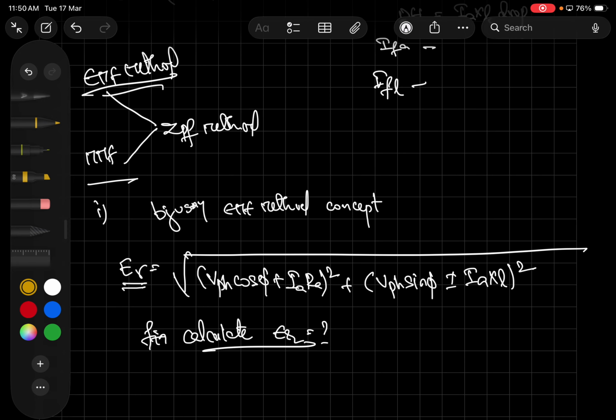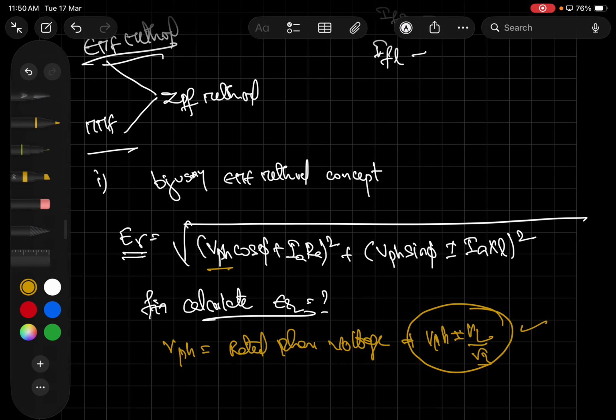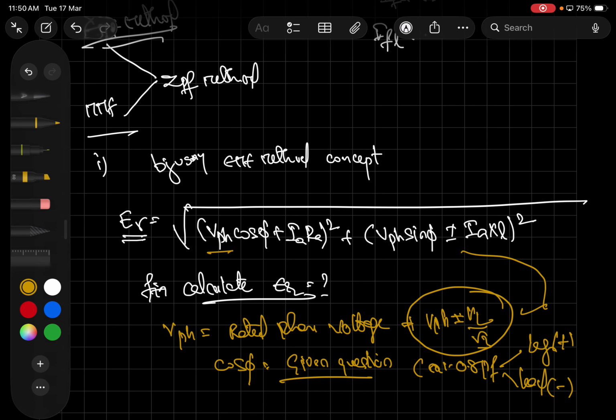Now let's check whether we know all these parameters or not. V phase, the rated phase voltage, V phase equal to VL by root 3. Yes or no? We got this. Next, cos phi will be given in the question. Let's assume for example 0.8 power factor, lagging or leading. For lagging we have to keep plus and for leading we have to keep minus here.